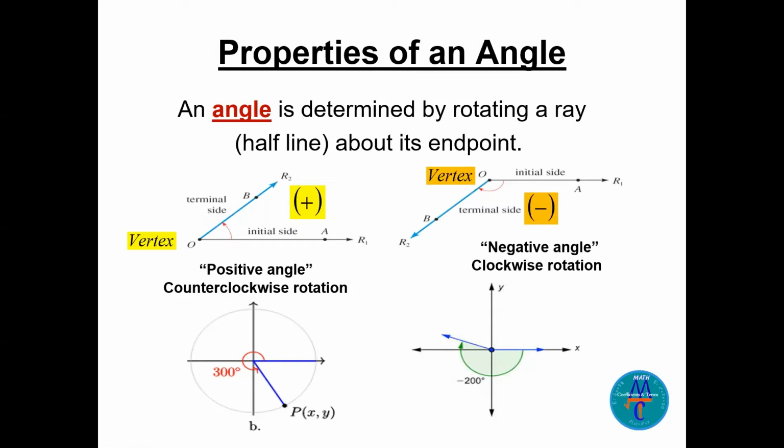Properties of an angle. The angle, like this, it's determined by rotation, where the initial side here is rotated either this way, counterclockwise, so it will be positive angle in the direction here. If we rotate the initial side this way, this is clockwise, so the angle is negative. So minus 30, minus 40, minus 100, minus 200, and this is the direction for positive angle.